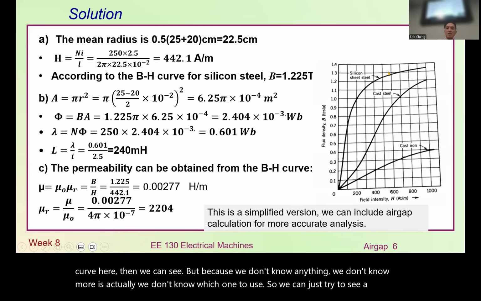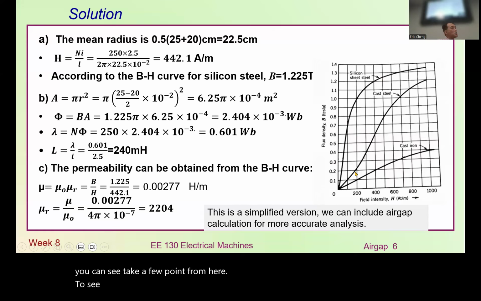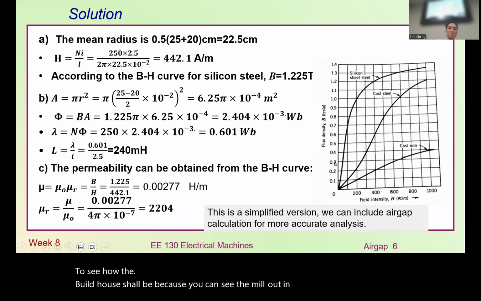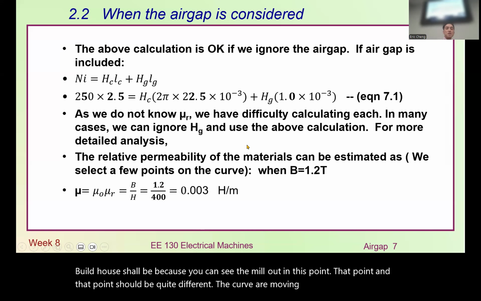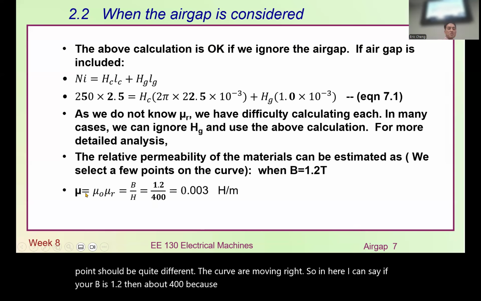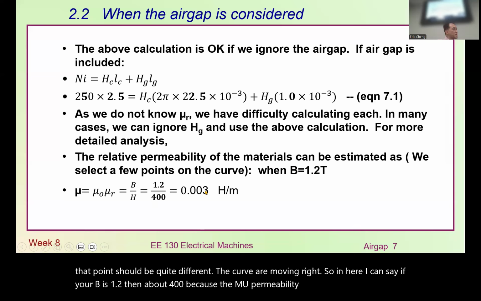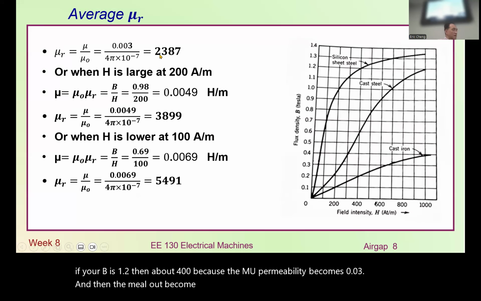So take a few points from here to see how the mu r shall be. Because you can see the mu r at this point and that point should be quite different. The curves are moving, right? So in here, we can say if the B is 1.2, then at about 400, we get the permeability mu becomes 0.003, and then the mu r becomes 2,000 something.